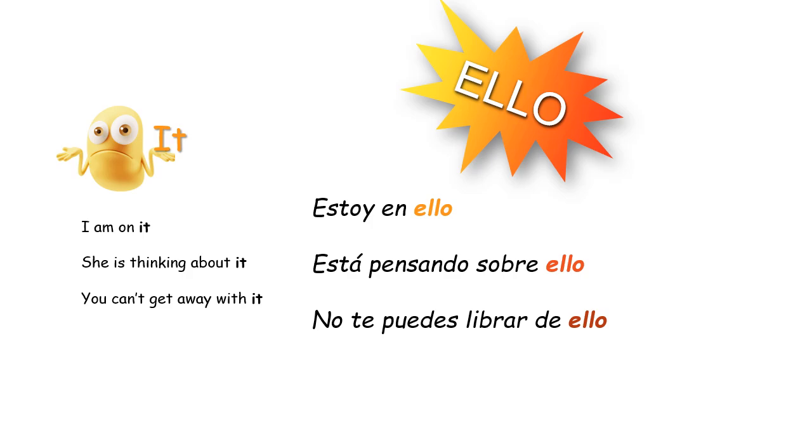Well, surprise, surprise. Ta-da! We do have it as a pronoun. Ello. Like in estoy pensando en ello. I'm on it. Estoy en ello. Or she's thinking about it. Está pensando sobre ello. Or you can't get away with it. No te puedes librar de ello. But remember, Spanish does not use it as a subject, like it's raining or it depends. Those simply don't translate. So when it's an object pronoun, it's ello, but not as a subject.